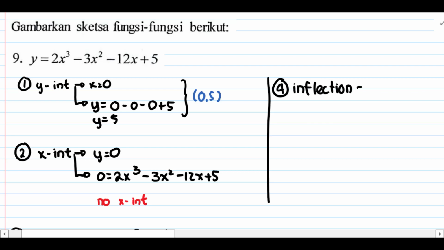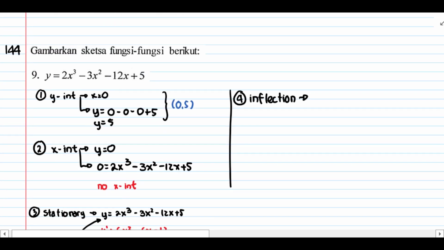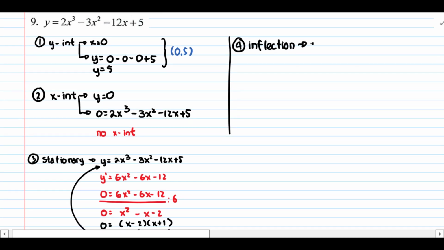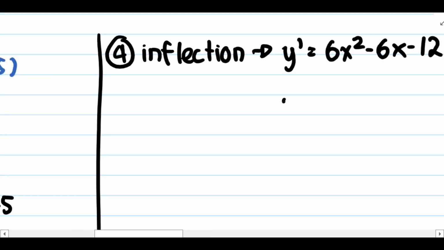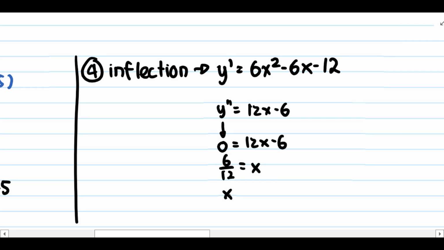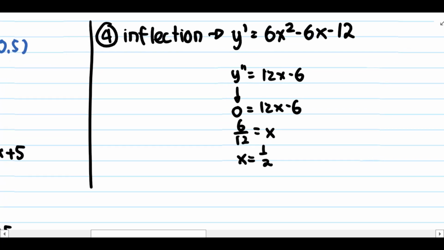Inflection point. To find the inflection point, you have to use the y double accent. We already have y accent equals 6x squared minus 6x minus 12. That means the y double accent will be 12x minus 6, and make it equal to 0. 0 equals 12x minus 6. You will have x equals 6 over 12. So the value of x will be half.